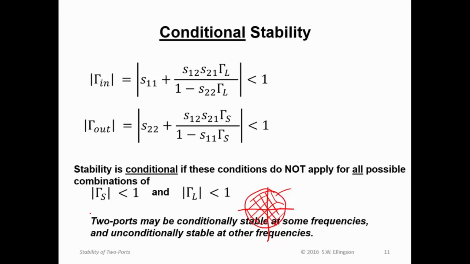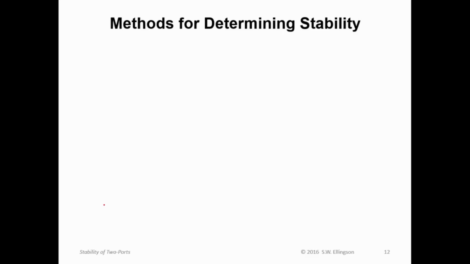Now, furthermore, we'll note here that two ports may be conditionally stable at some frequencies and unconditionally stable at other frequencies. In fact, this is usually the case, and we'll see an example in the next lecture. If you have something which needs to operate over a range of frequencies, which is usually the case, you need to evaluate stability as a function of frequency. So let's talk about methods for determining stability. First, I'll just point out we already know how to do this. So you actually, in fact, already know how to determine stability. But let's talk now about how to practically get this under control.